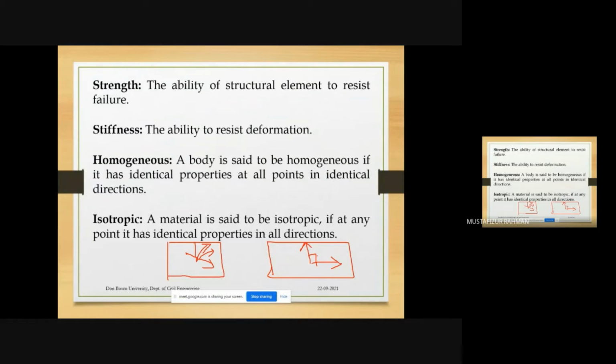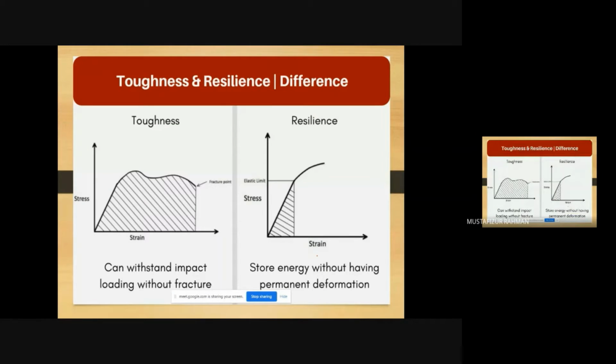Okay, that way. Then there are two terms, one is toughness and one is resilience. Again, toughness is related to the fracture point. How much energy is accumulated in the material till fracture, okay, till failure. That is toughness. Okay. And what is resilience? Resilience is the same kind of thing. It is the energy that is accumulated in the material, or it can take the impact, take the pressure, force, stress, etc. But up to elastic limit only. So resilience is up to elastic limit and toughness is up to fracture point.